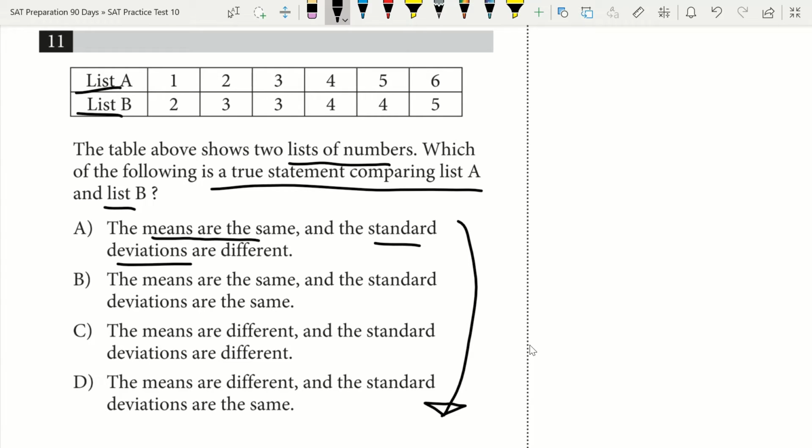If I take a look at these, I see I have the same amount of numbers in each one. So I've got to find my totals, and if their totals are the same, it means their means are the same.